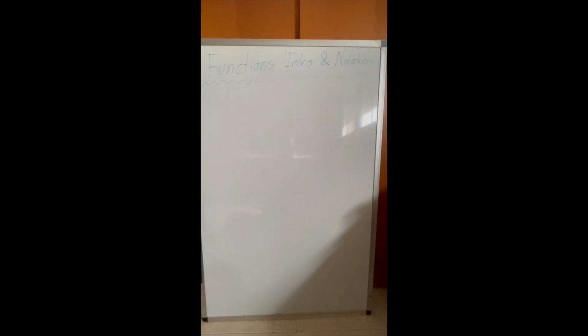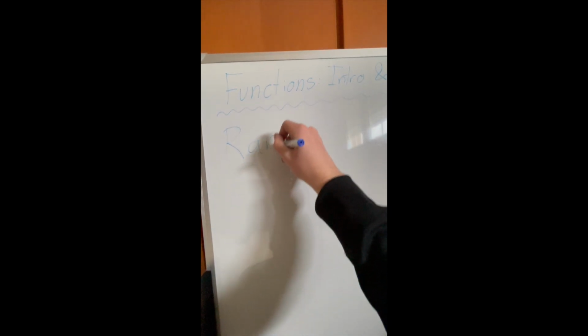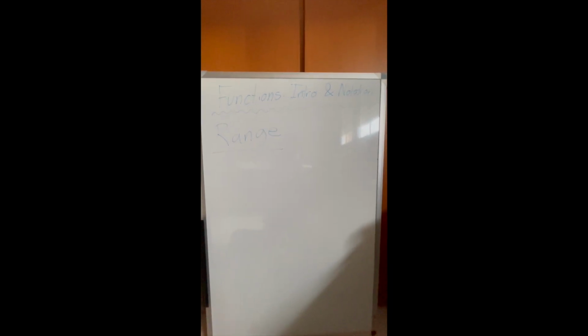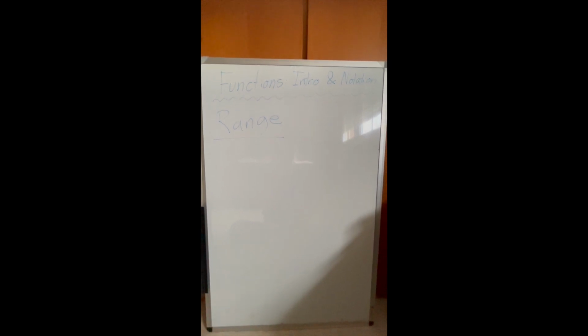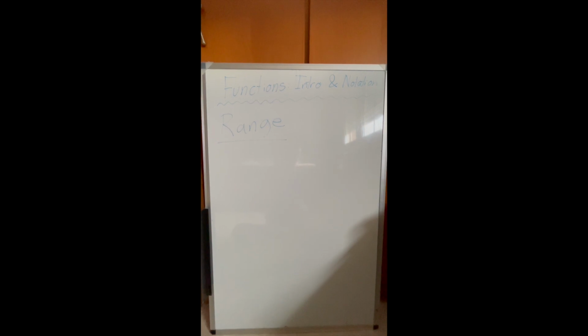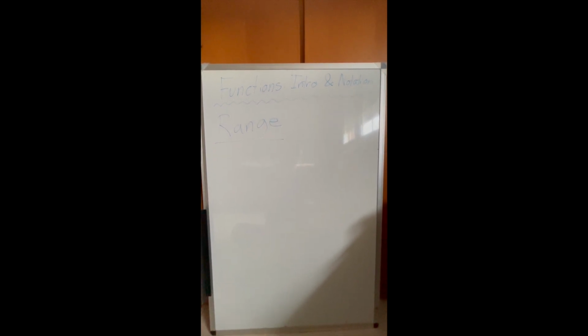Now the range can be a bit more complicated to understand, but I'll try my best to explain it as well as I can. The range of a function is basically the set of all possible output values. The domain was the input values, the range is the output values or the y values that result from plugging in the input, the x values from the domain.